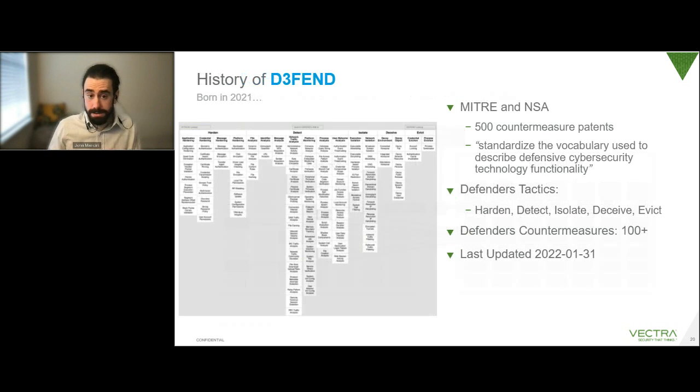Where it came from is an important thing to look at here. It's relatively new. It's still technically in beta, but it's being actively developed. It's a joint effort from MITRE and the NSA. The end goal is really that counter to ATT&CK: to standardize the vocabulary used to describe defensive security technologies. It is very principled in its approach to defining these countermeasures. The countermeasures are based off of patents and documents that are out there, documentation of attacks and technologies to detect them.